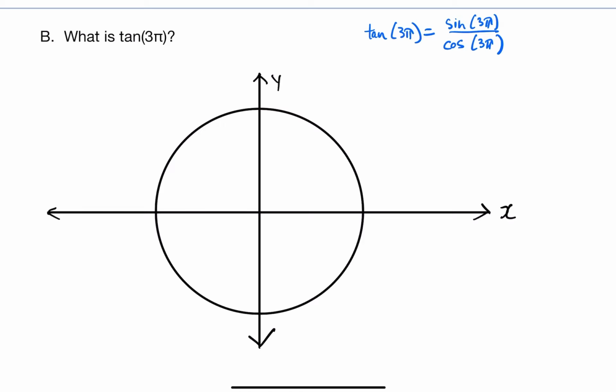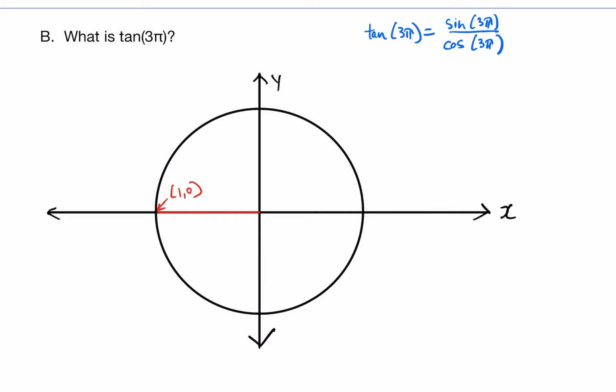So if we start in the initial position and we rotate counterclockwise, when we go full rotation, that takes us to 2 pi. But we needed to go to 3 pi, so we have to go another half rotation. So that takes us over here. Okay, so we're going to go ahead and draw this line here. And at this point here, this becomes 1, 0. Okay, that is the coordinate of that particular point.